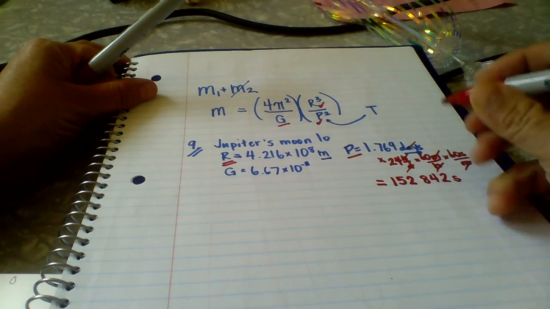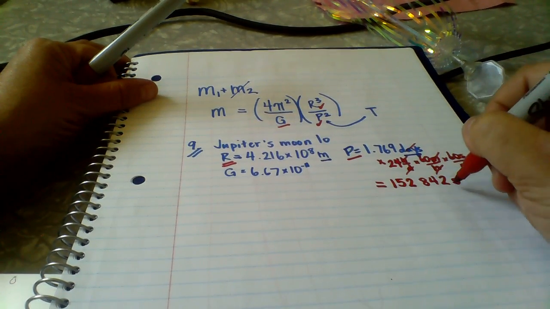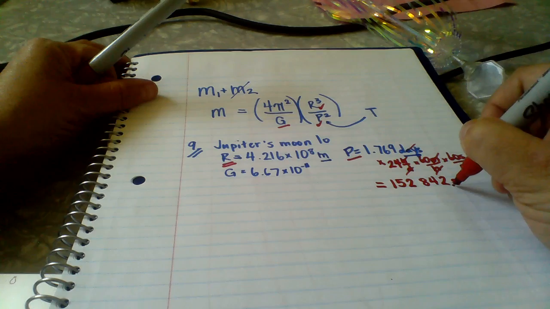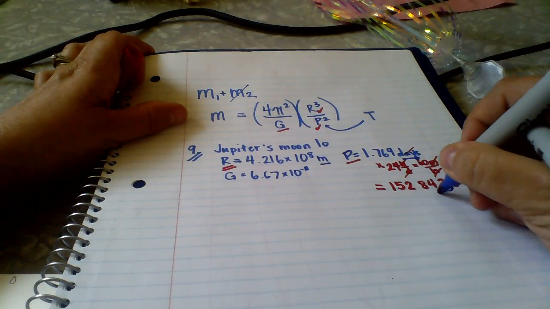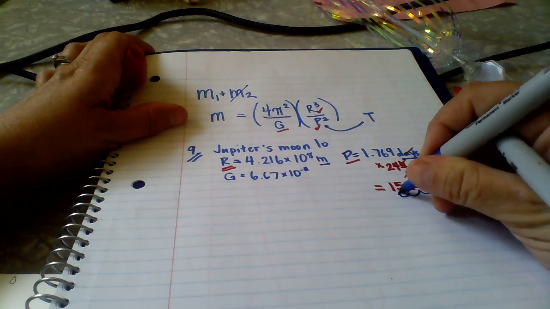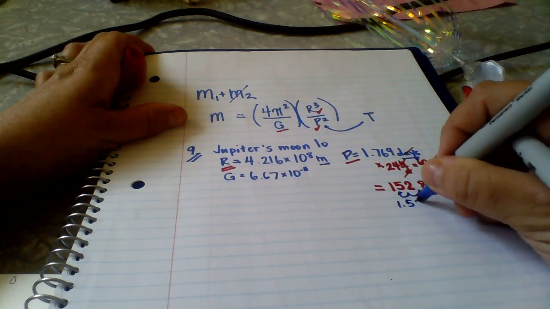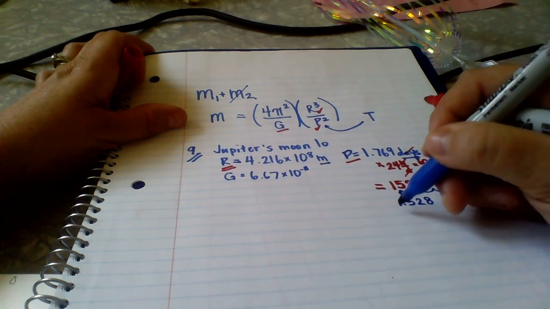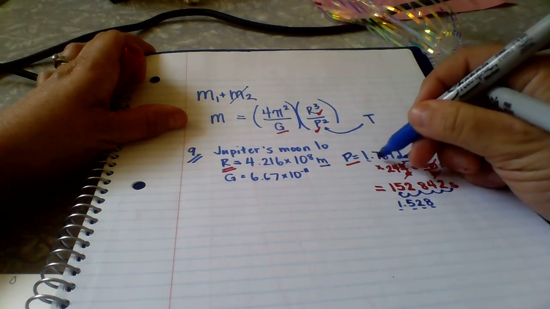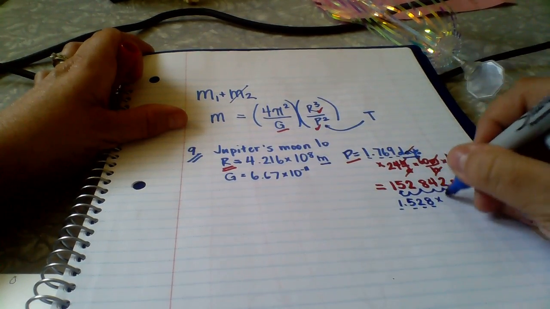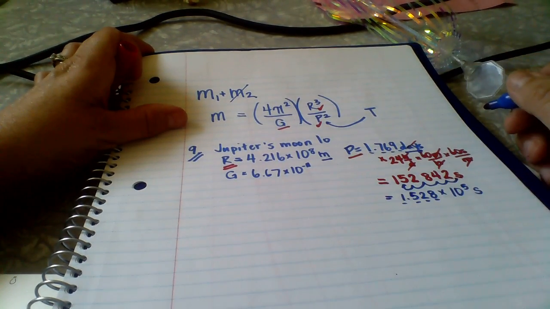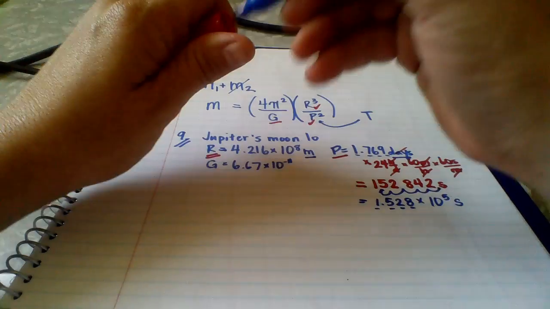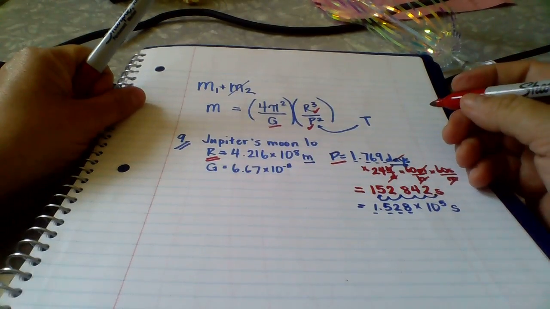seconds. Technically, we shouldn't keep all those digits though. If we're rounding and putting it in scientific notation, remember that we count how many decimals we move it, 1, 2, 3, 4, 5, so 1.528, 4 digits, 1, 2, 3, 4, same as our original value, times 10 to the 5 seconds. So that's the time that we're actually going to use to solve the question. Now we have all the values we need, and we just need to plug them in.